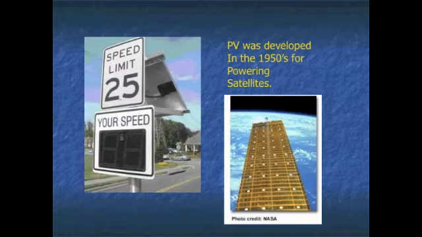Photovoltaic technology was developed in the 1950s for powering remote equipment in space, such as satellites. Today we see photovoltaics used for powering small devices such as calculators, as well as bigger things like this traffic calming sign that you see in the photo.